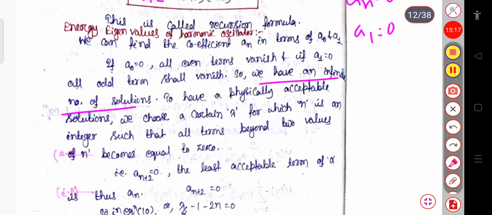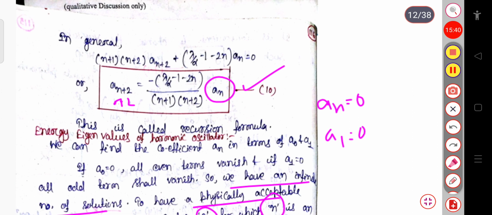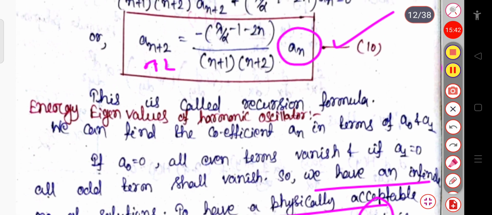So to have a physically acceptable solution, we will choose the value of lambda for which n is an integer, such that all the terms beyond two values of n become equal to 0. That is, a(n+2) equals 0 is the least acceptable term of a, which is thus n. In simple words, a(n+2) equals 0 is the least acceptable term of a.